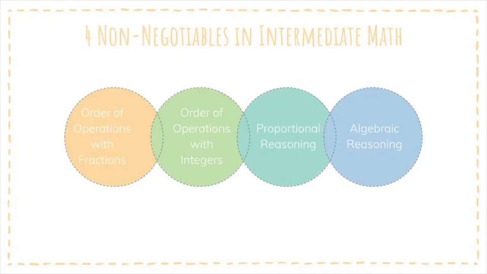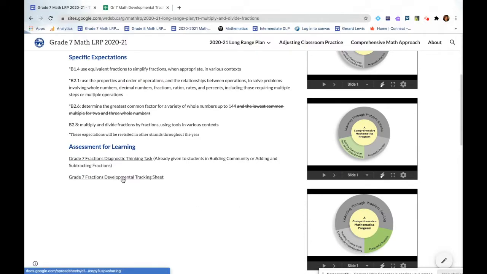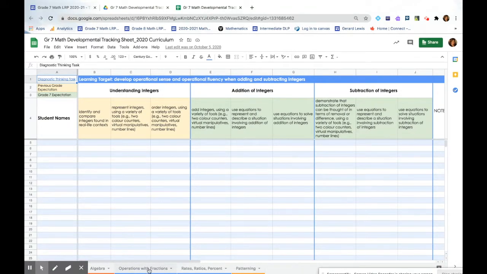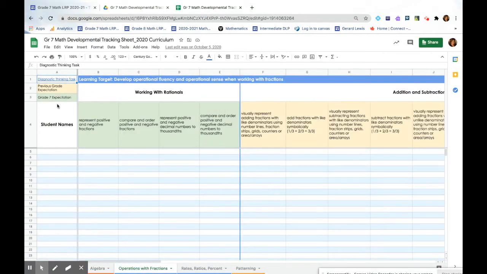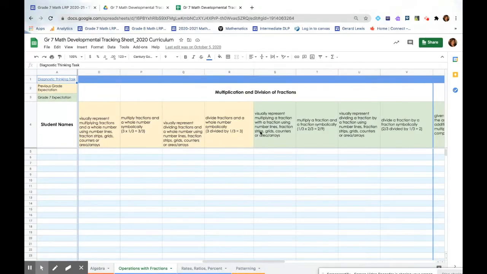As one of the 4 non-negotiables in intermediate, a developmental tracking sheet has been created to help you monitor the growth of student learning. When you click on the link, you will be asked to create your own copy. Choose the Operations with Fractions tab at the bottom of the tracking sheet. You will notice there is a link to the diagnostic thinking task that was addressed during the adding and subtracting fractions topic earlier. The benchmarks have been color-coded to easily identify previous grade and grade level expectations. The benchmarks specific to this topic can be found in the Multiplying and Dividing Fractions section.